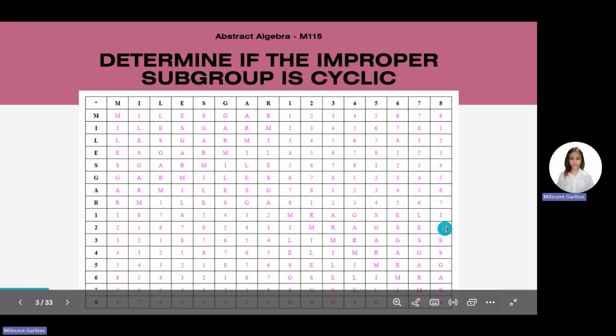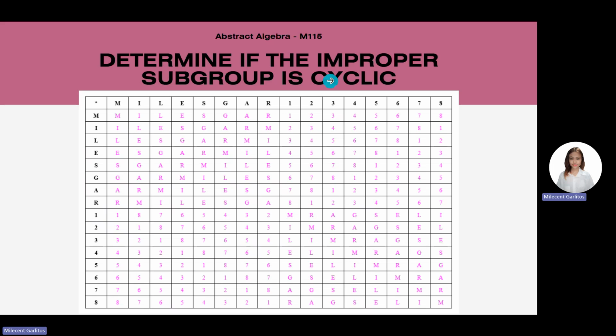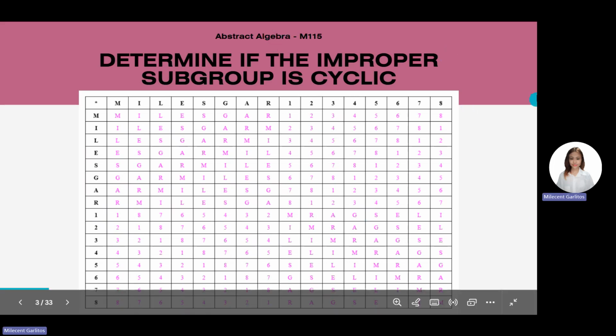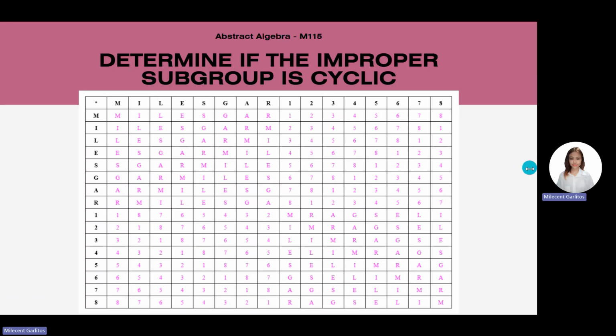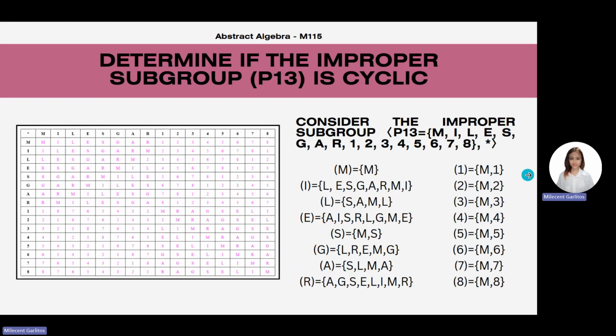So here, we need to determine if the improper subgroup, P sub 13, is cyclic. This is the table of the results of the improper subgroup. Now consider the improper subgroup P sub 13, which is the set of M, I, L, E, S, G, A, R, 1, 2, 3, 4, 5, 6, 7, 8 under binary operation star.